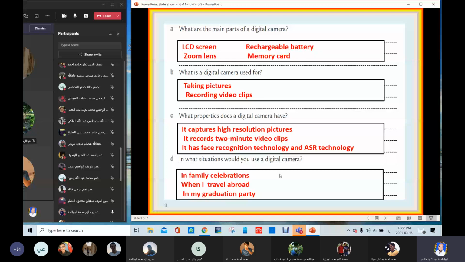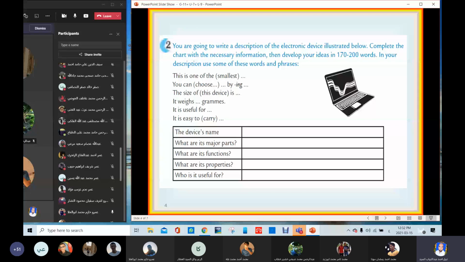Now, the last question here, you are going to write a description of the electronic device illustrated below. Look at this electronic device. It's a laptop. You are going to write the device's name. What's its name? Is it Sony, HP, Toshiba, Dell, etc.? What are its major parts? It has a 14-inch screen, keyboard, mouse, hard disk, webcam.